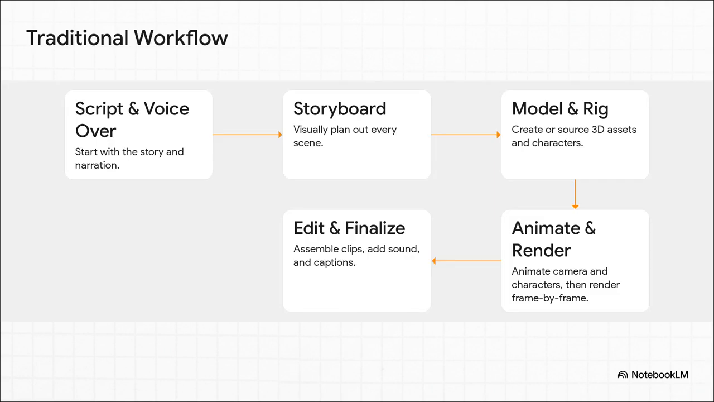So, this is how you'd have to do it manually. I mean, look at this. You'd start with your script, record the voiceover, then storyboard every single shot. Then you'd have to jump into a program like Blender to either make or find your 3D assets, use another tool like Mixamo to rig the characters so they can actually move, then animate the camera, and then wait for it to render, frame by painful frame. Finally, you pull it all into Premiere to edit, and then something like CapCut for captions. It is a total marathon.